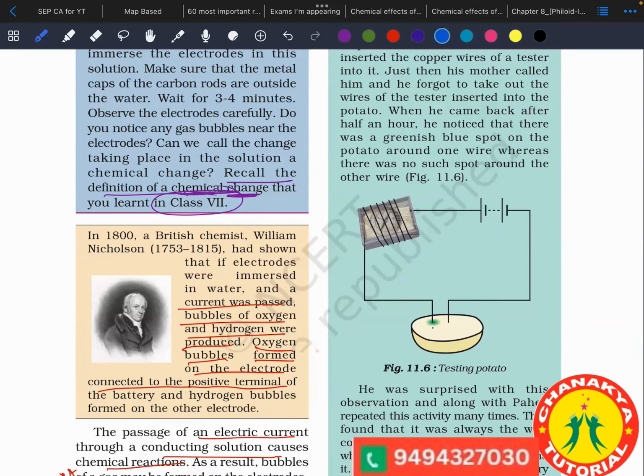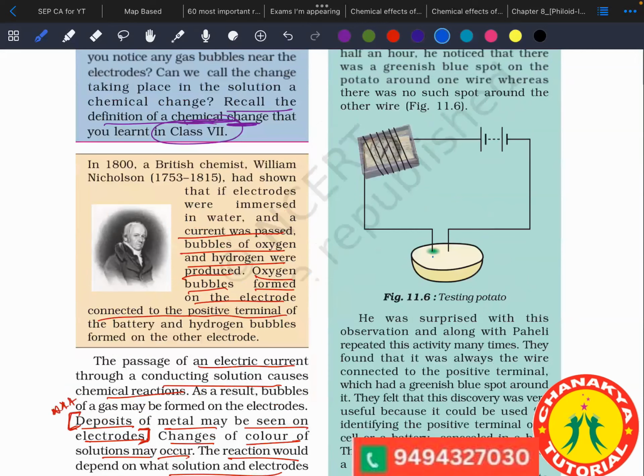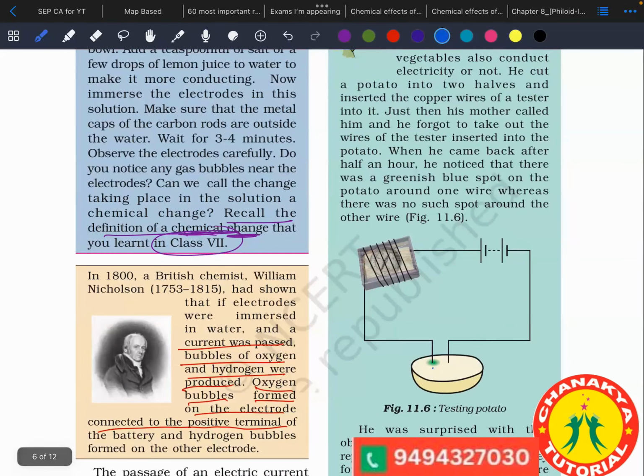Is potato a conductor? What do you think? Is it a conductor or not? No, sir. Okay, we will go through it and then we will know if it is a conductor or not. Let me read it.